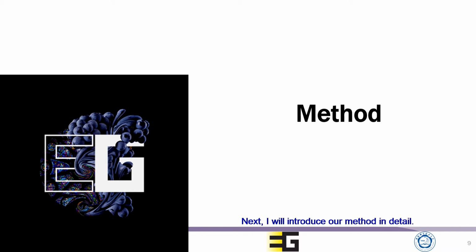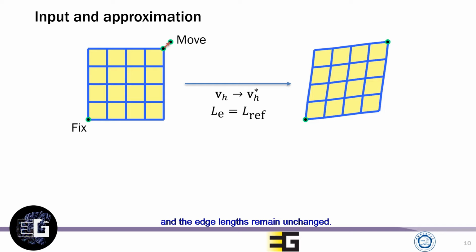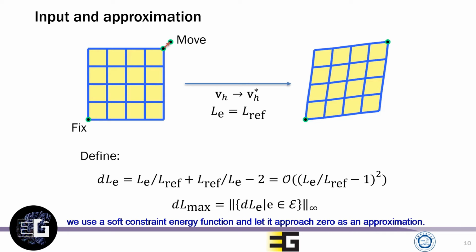Next, I will introduce our method in detail. Our input includes a discrete Chebyshev net, handles, and their target positions. We hope that after deformation, each handle reaches its target position, and the edge lengths remain unchanged. Since the second requirement is strict and too hard to meet, we use a soft constraint energy function and let it approach zero as an approximation. We use the infinite norm to define a constraint energy function, which can describe the maximum edge length deviation.